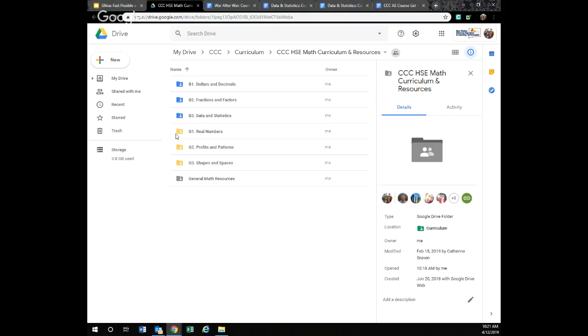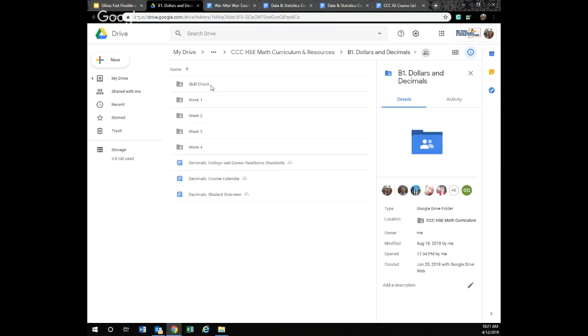If you don't color code your Google Drive, I would highly recommend it. It makes it a lot easier to look at it quickly and find what you need. So here you can see I have my blue courses and my gold courses. Each of those courses contains the documents we were looking at earlier. So it has the course calendar, it has the student overview, and then I also do a formal list of the standard alignments so that it is in there and we know what we're doing. Then all of the resources and lesson plans are organized by week.